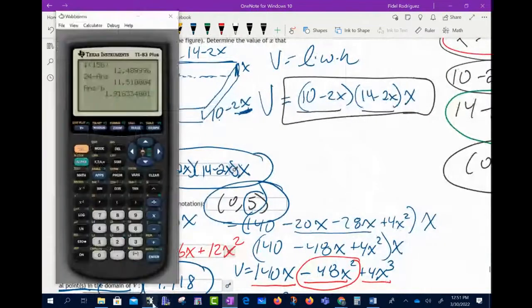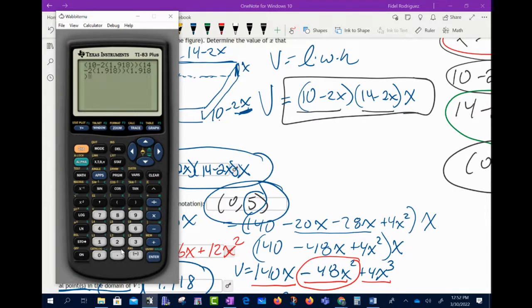Okay. So let's try that. Let me grab my calculator. So it's 10 minus 2 times 1.918, okay, like this. And then 14 minus 2 times 1.918. And close that off. And then another 1.918. Okay. And yes, ma'am, go ahead.